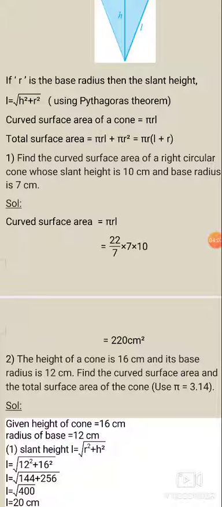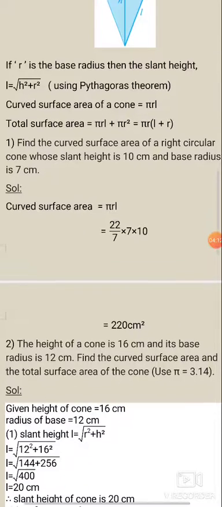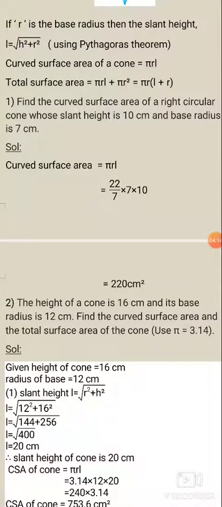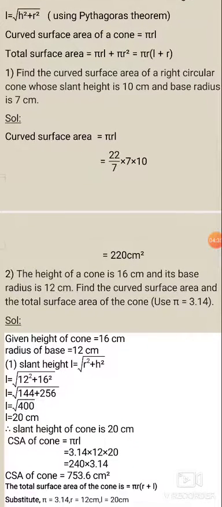Now the first question, the curved surface area. What is the equation? Yes, pi r L. Now substitute it. What is the value of pi? It is given 3.14. So 3.14 into 12 into 20, the slant height. Now multiply it. 3.14 into 12 into 2 is 24 into 10 is equal to 240. Now when you multiply it, CSA is equal to 753.6 centimeter square.